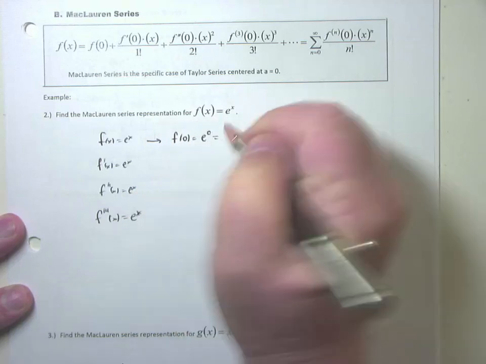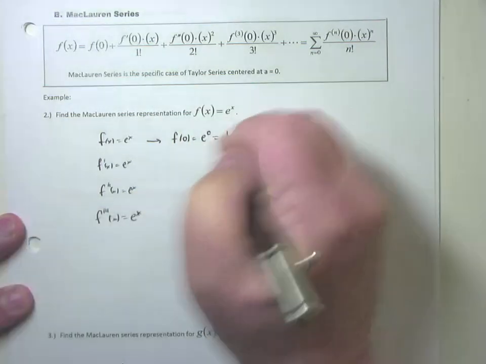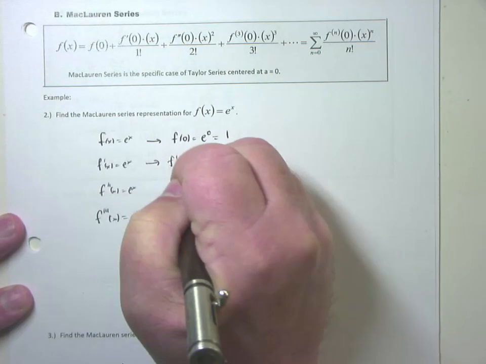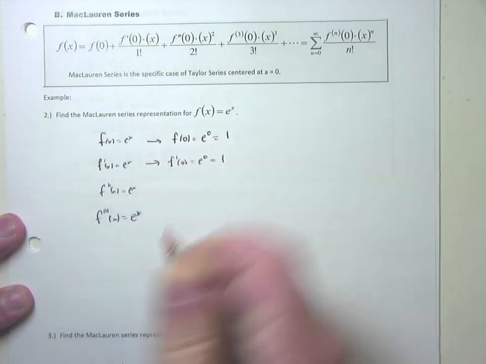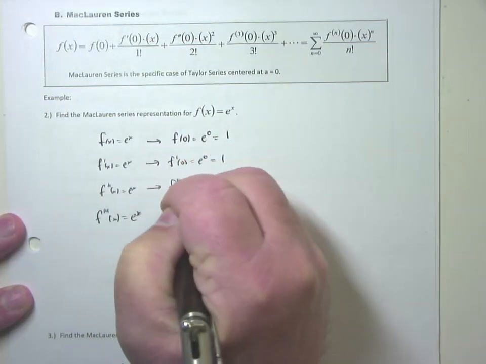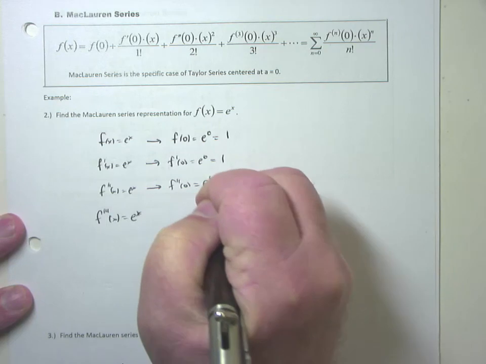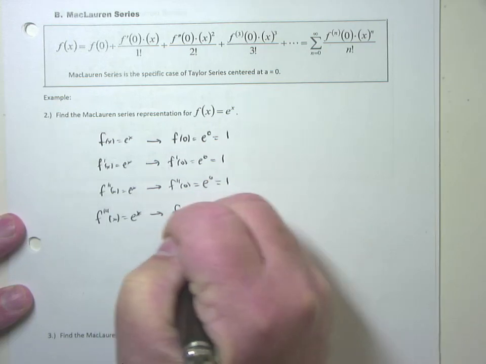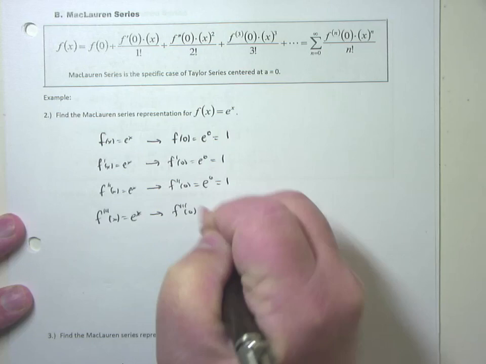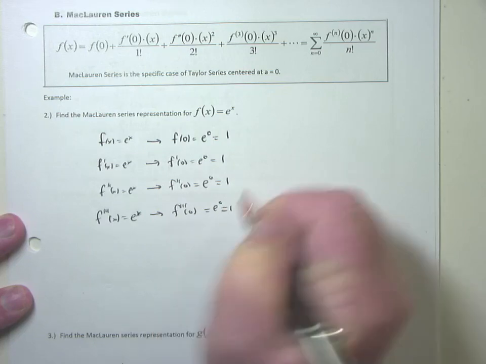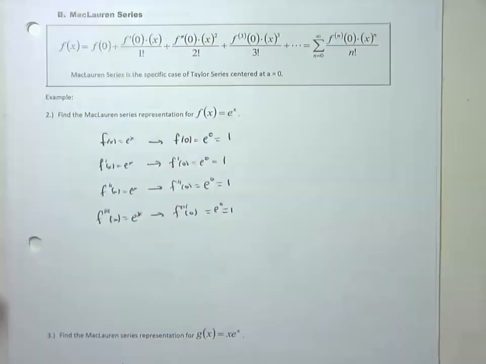What's e to the 0 equal to? 1. f prime of 0? e to the 0, still equal to 1. f double prime of 0? e to the 0, still hasn't changed, it's 1. And f triple prime of 0, e to the 0 is 1. So all your derivative terms are going to be 1.